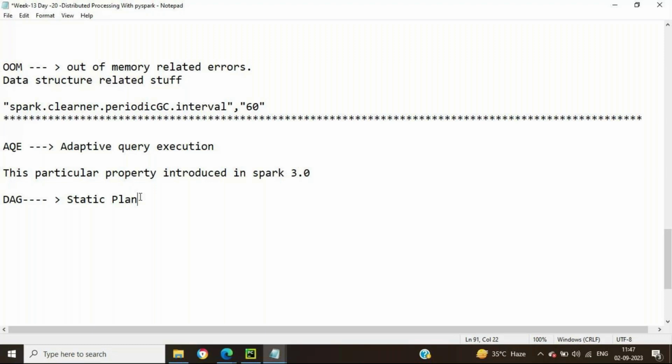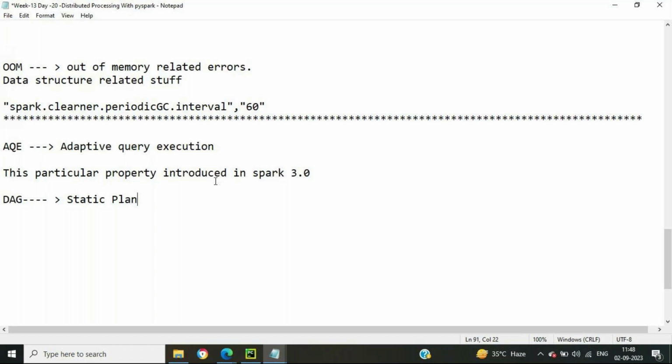That was not available before AQE. The entire thing was based upon a static plan: whatever we need to perform, a plan is prepared, and based upon the dynamic stats, like the actual configuration of the cluster, or what is actually happening inside the cluster, tuning the things was not available before AQE. Okay, now AQE is introduced, and as I mentioned, it was introduced in Spark 3.0.